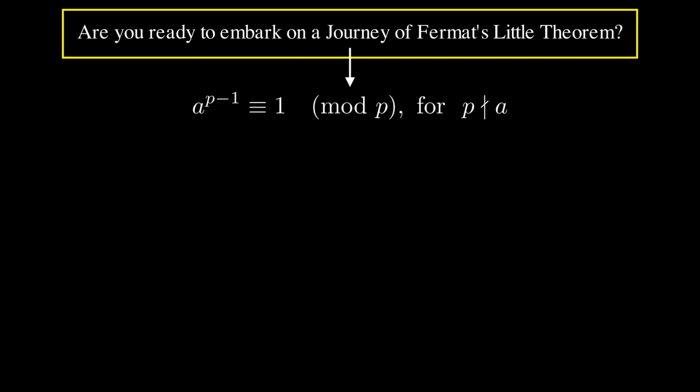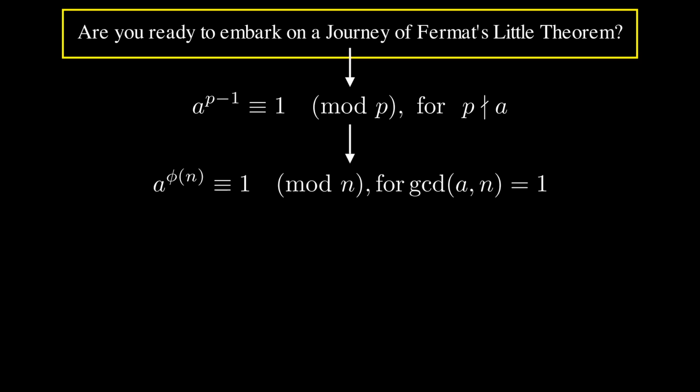Now we won't go into it in this video, but there is a generalization of this theorem called Euler's theorem, and it essentially says that if you have any modulus n, and you raise an integer a that is coprime to n to the power of phi of n, then it is congruent to 1 mod n. And phi of n is the number of positive integers less than n that are coprime to n.